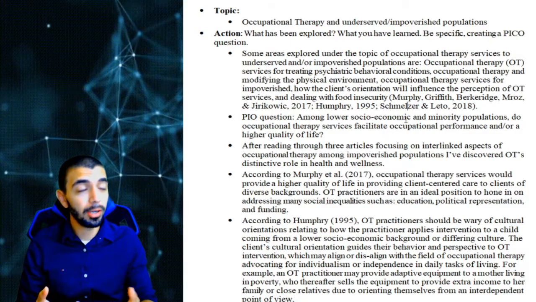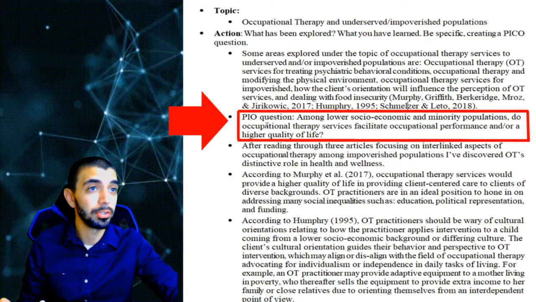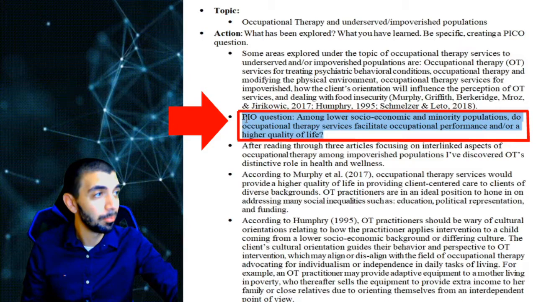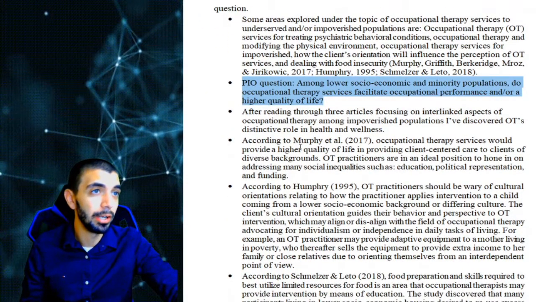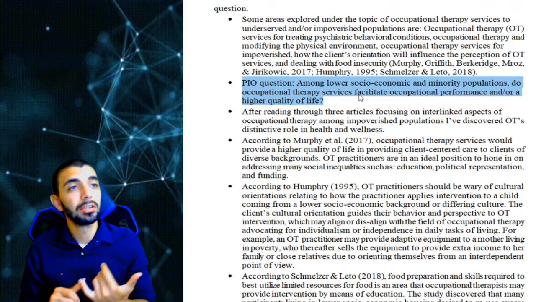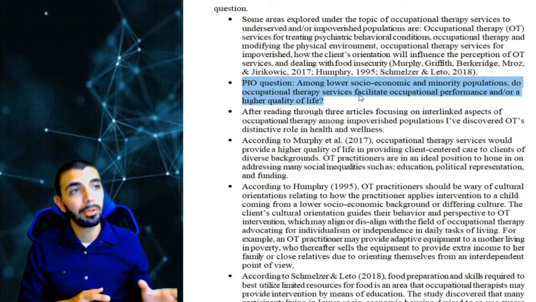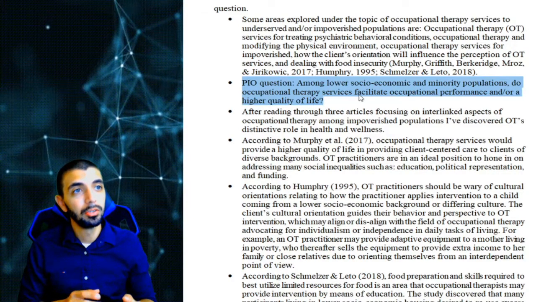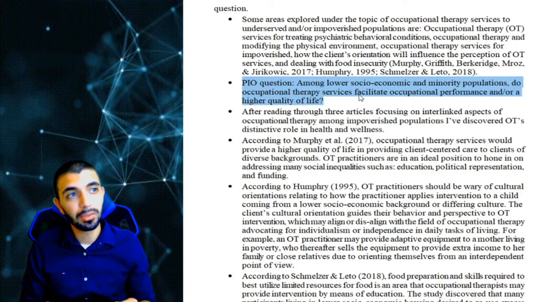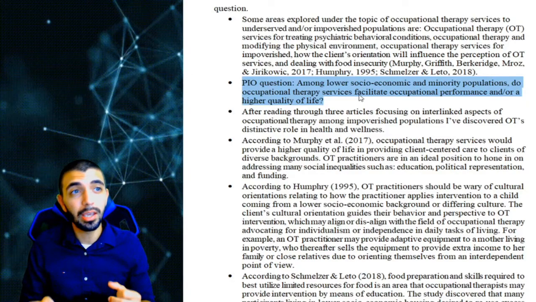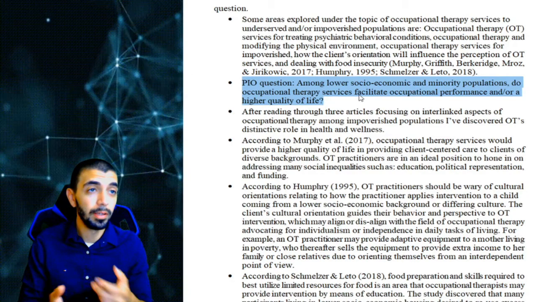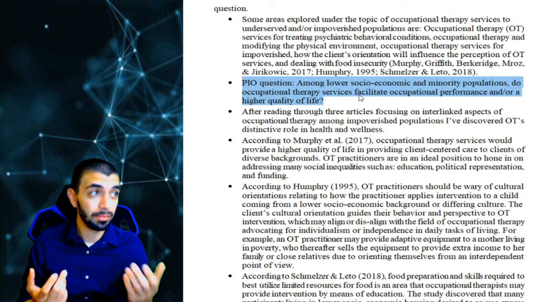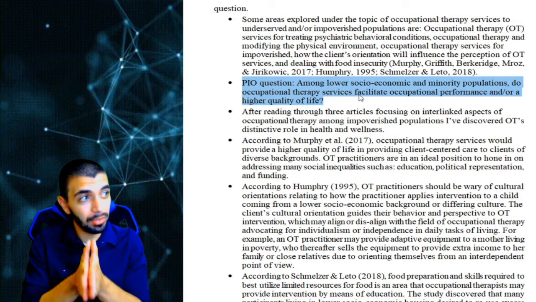So now I formulated my PIO question, because there's not really a comparison in a sense, so I just did a PIO. I made mine as among lower socioeconomic and minority populations, do occupational therapy services facilitate occupational performance or a higher quality of life? That was what I was seeking to find out. So that was the main driving question.